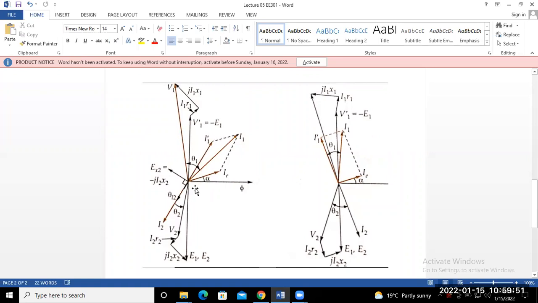How can you identify the lagging and leading? So E2 और I2 में देखिए सर, I2 मेरा पीछे E2 से, तो lagging हो गया.